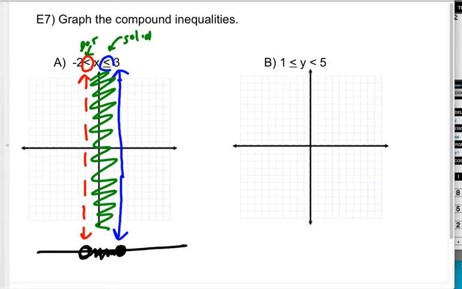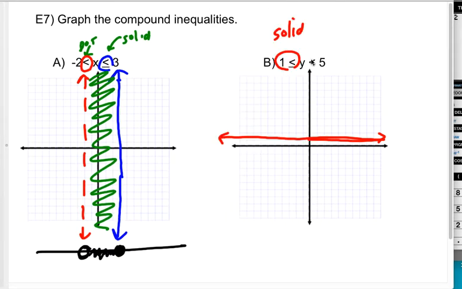My y is bigger than or equal to 1, right? So I want y to be bigger than 1. Well, that's going to be a solid line at 1. So that's y equals 1. Right, there's my solid line. And that's solid because it's equal to, so solid, right? But smaller than 5, right? So that's going to be a dotted line at 5 because there's no equal to.